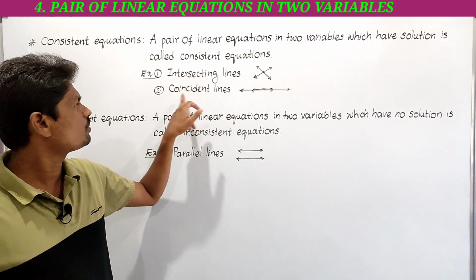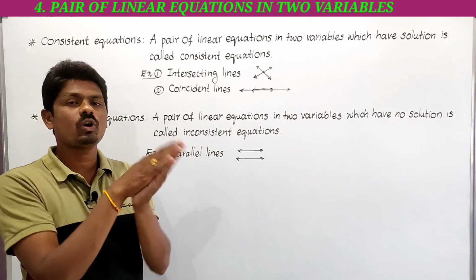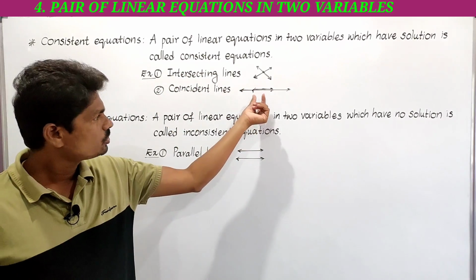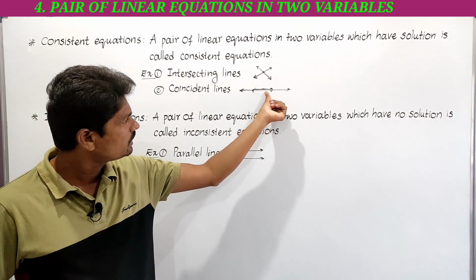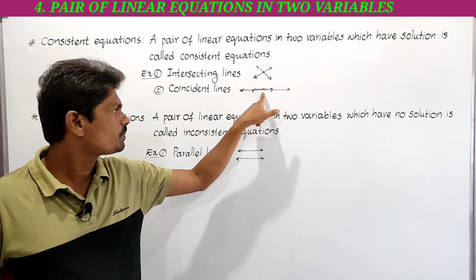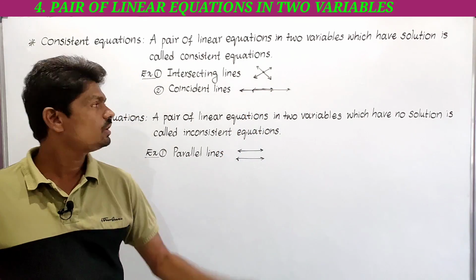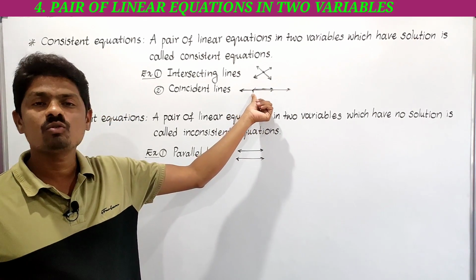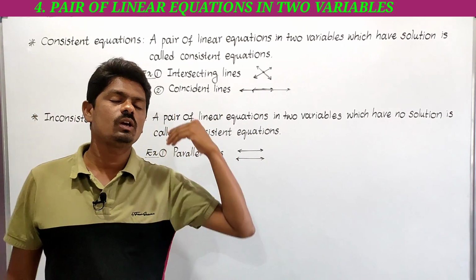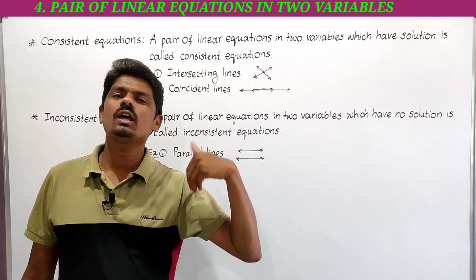So next, the second example, coincident lines. They coincide with one another. So if one lies on top of the other, we call them coincident lines. In this case each point is called a solution. They have infinitely many solutions. Every point here is a solution. So these lines have a solution, hence they are consistent lines. Simply remember: if there is a solution, consistent. Next, the opposite: if there is no solution, inconsistent.